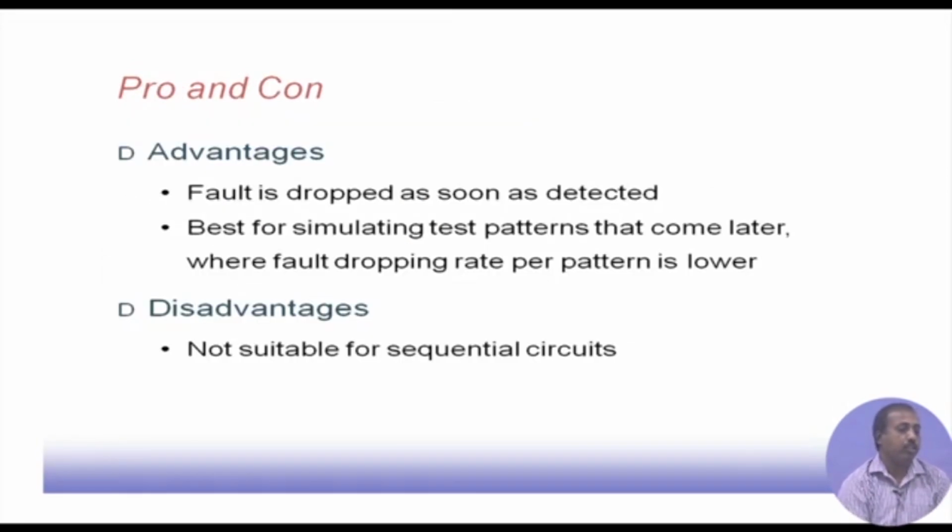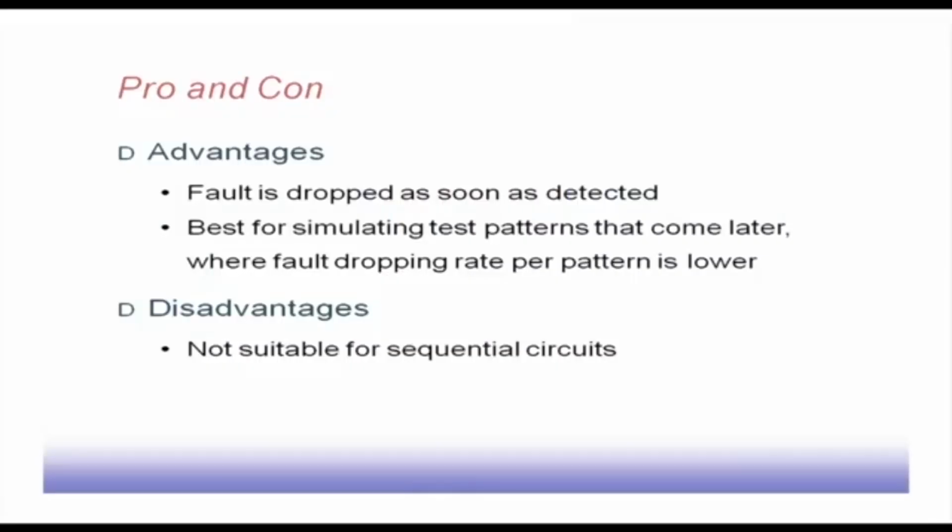So, the fault is dropped as soon as it is detected. This is one of the very important advantages, because previously in parallel fault simulation, the problem was that until and unless all W minus 1 faults were detected, we could not drop any of those W minus 1 faults. But in this case, since the simulation is done for a single fault, as soon as the fault is detected, we can drop that particular fault.